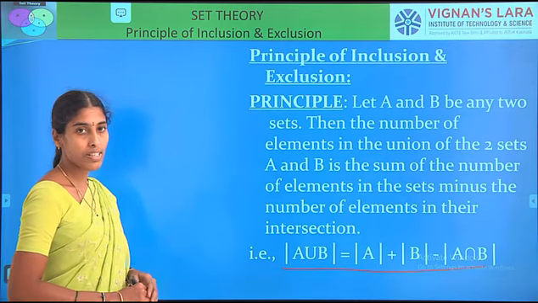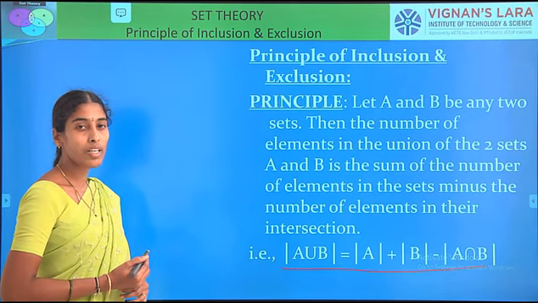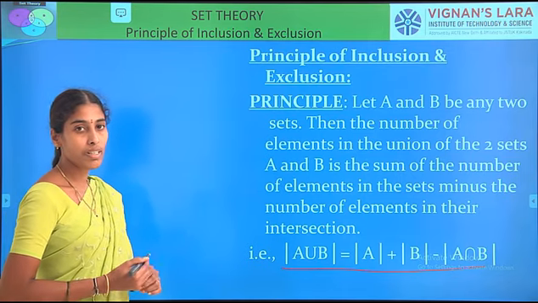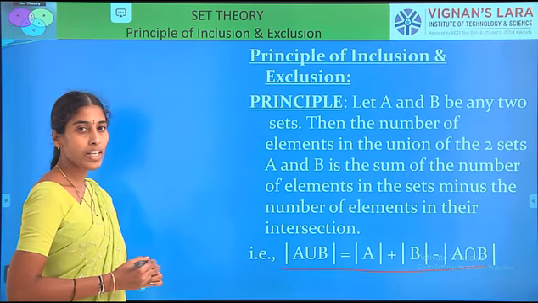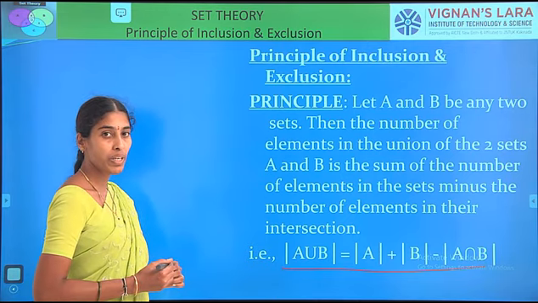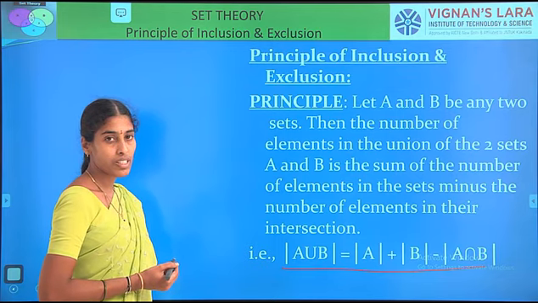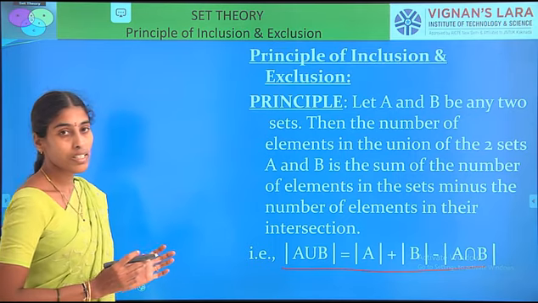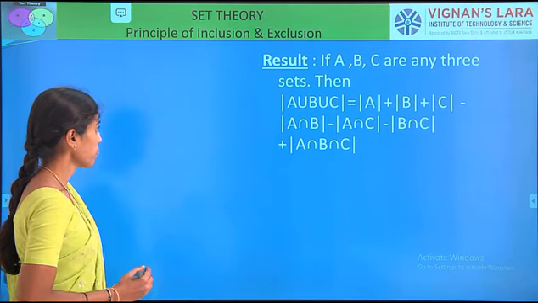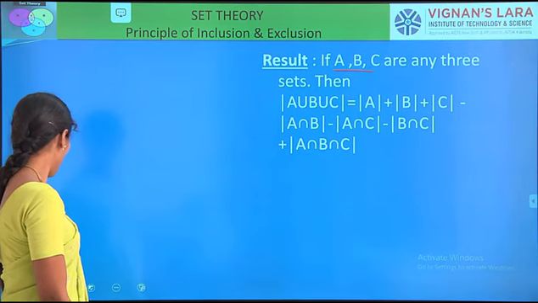Already we discussed in the last class, and also we derived the principle of inclusion and exclusion for three sets, which is cardinality of A union B union C equals cardinality of A plus cardinality of B plus cardinality of C minus cardinality of A intersection B minus cardinality of A intersection C minus cardinality of B intersection C plus cardinality of A intersection B intersection C. Already all the theorems we discussed in the last class, and some of the problems also completed. This is the three sets principle of inclusion exclusion formula.